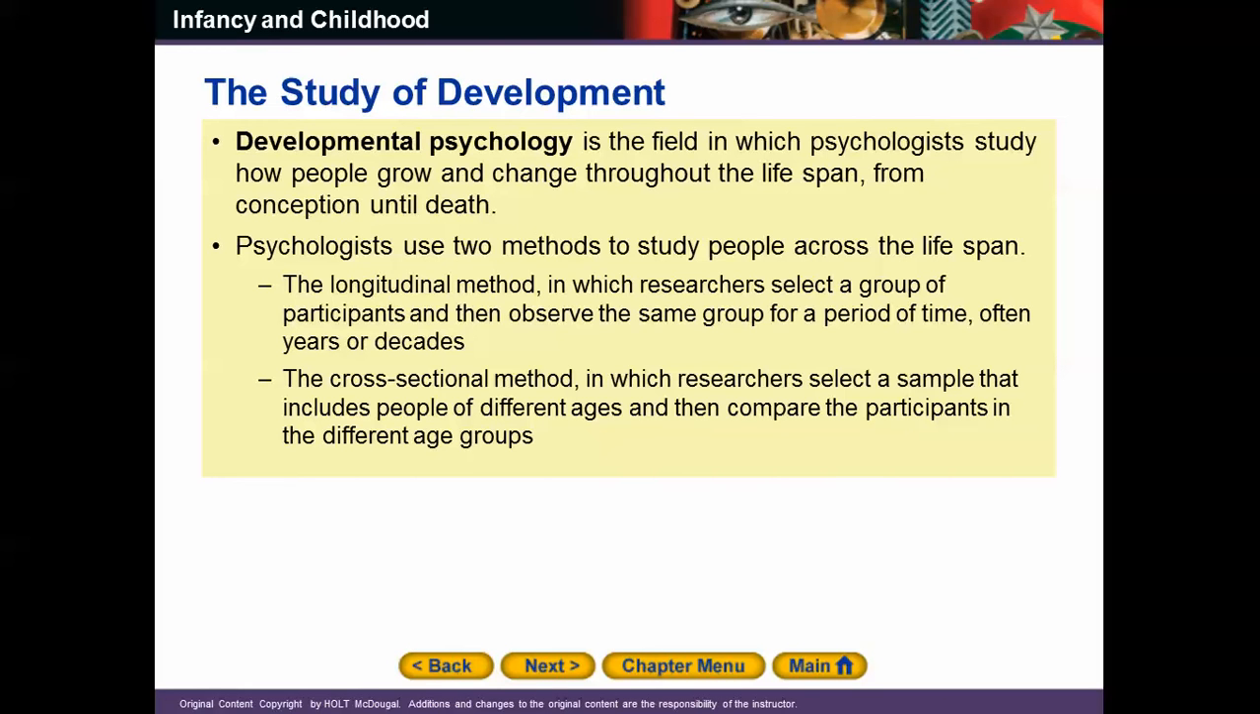The longitudinal method is one in which researchers select a particular group of participants and observe this same group for their entire life. They retest them, they re-observe them throughout their life, and this can often take decades. However, the cross-sectional method is when researchers select a sample and compare the participants to one another. They're different ages, they're different groups, and they are being compared to one another.